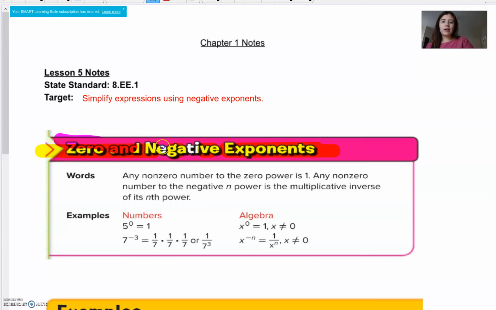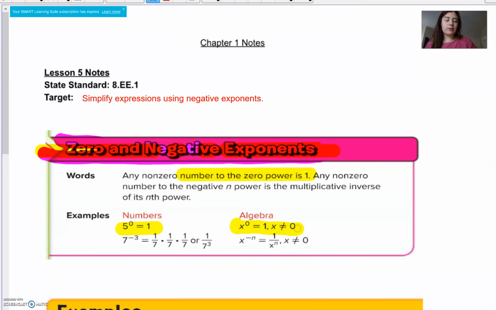All we're learning is about zero and negative exponents. So our first fact to know is that any number to the 0 power is 1. So if you look down here, 5 to the 0 power equals 1, x to the 0 power equals 1. So if I ask you when you come into class, what is a to the 0 power, you should automatically tell me 1.